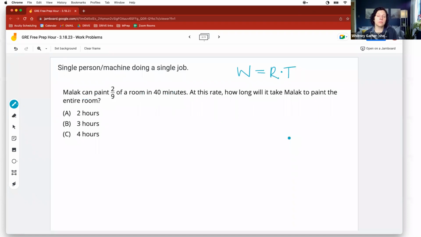So work problems, I either use a formula or a ratio. And we're going to have two formulas and one ratio that we're going to utilize today. This is the most basic formula. We use this when we have a single person or a single machine doing a single job. We put the amount of work, we put what their rate is, where a rate is an amount of work over time, and an amount of time.